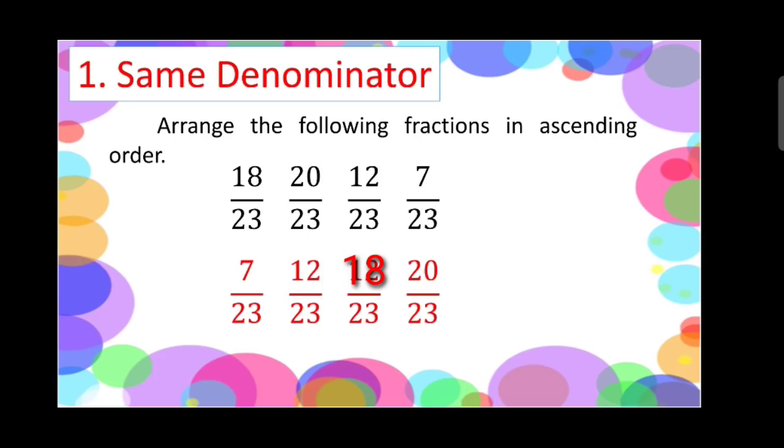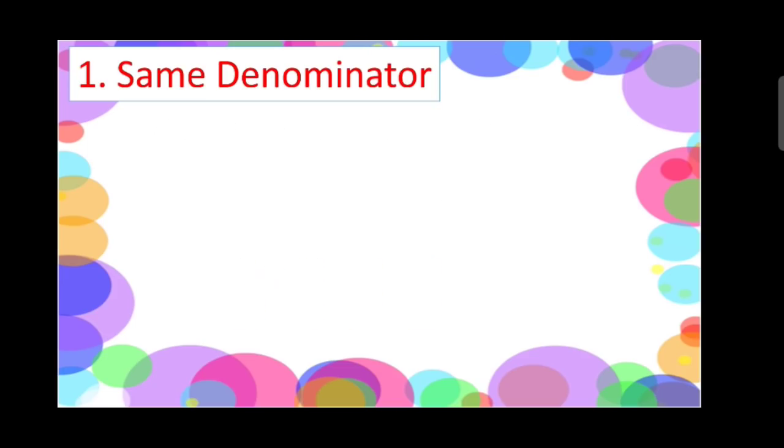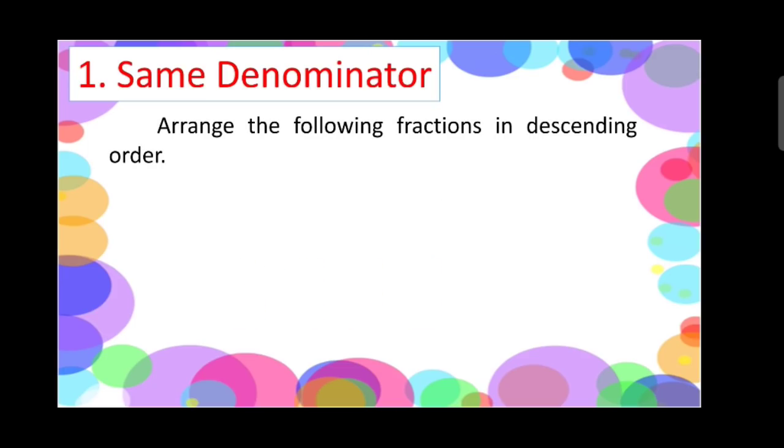Okay, so, in ascending order, ayan, mauna 7 over 23. Next po, si 12 over 23. Sunod, 18 over 23. And lastly, 20 over 23. So, yan yung sa same denominator. How about, ayan, in descending order.